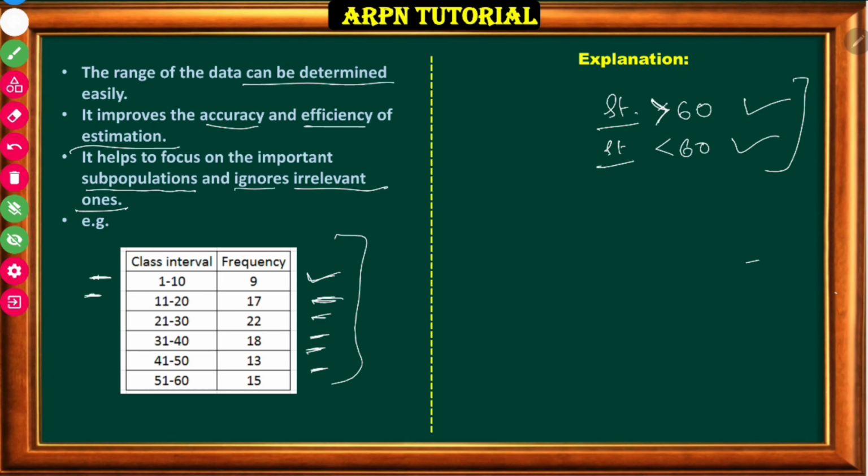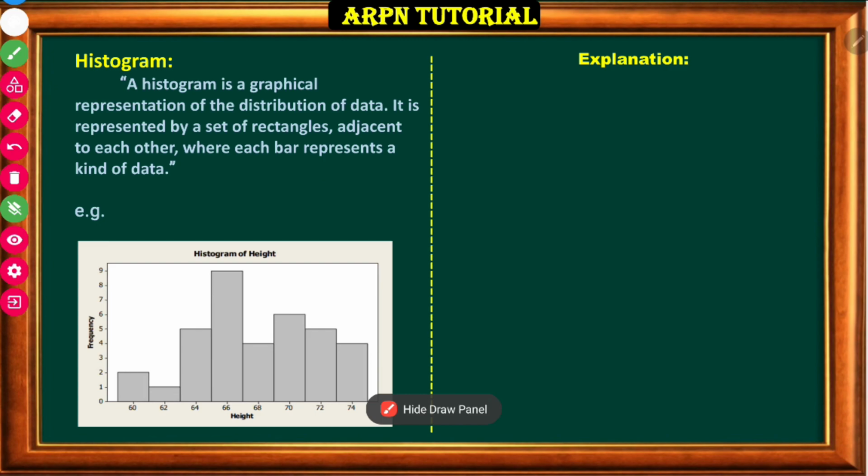For this frequency distribution, if you want to represent the data in graphical format, what we have next is the histogram. This histogram is nothing but whatever data we have in the frequency format, we can simply represent in graphical format. Let's see the definition. A histogram is a graphical representation of the distribution of the data. It is represented by a set of rectangles adjacent to each other, where each bar represents a kind of data.